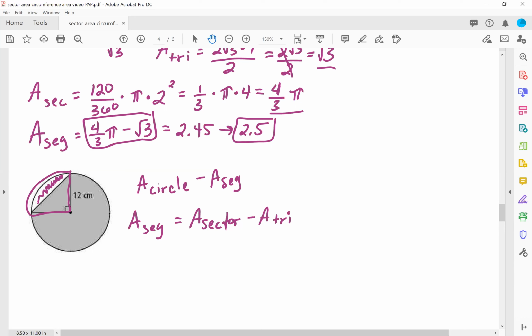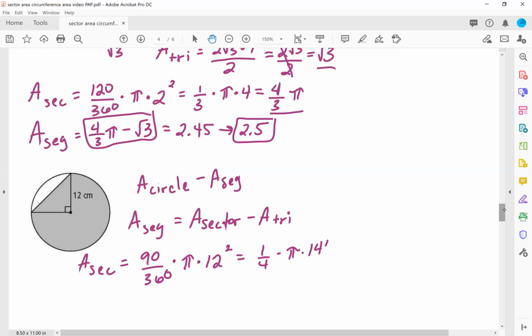Okay, so we're going to first start on that. We're going to find the area of the segment. So we have to look at our sector. Okay, the angle here is 90. So the area of the sector, it's going to be 90 out of 360 times pi times, and then our radius is 12 squared. Okay, and we already know this is 1/4 times pi, and then 12 squared is 144.